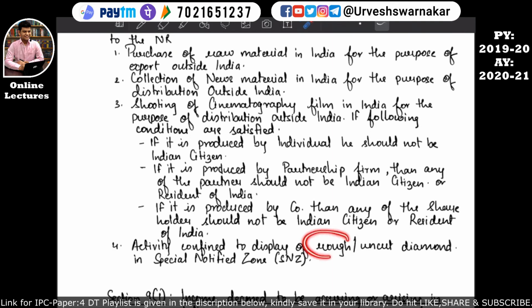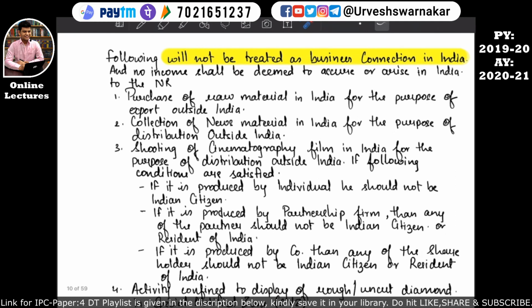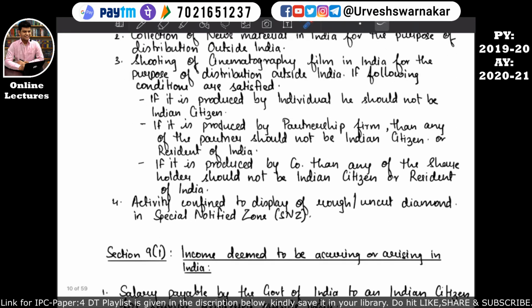But if such rough and uncut diamonds have been displayed, that means showcased, and people are paying to see them, and they have been displayed in a special notified zone, then whatever income has been earned from this display will not be deemed to be accruing or arising in India to this non-resident, and it will be considered as no business connection in India of this non-resident. I hope this is quite clear to you all.